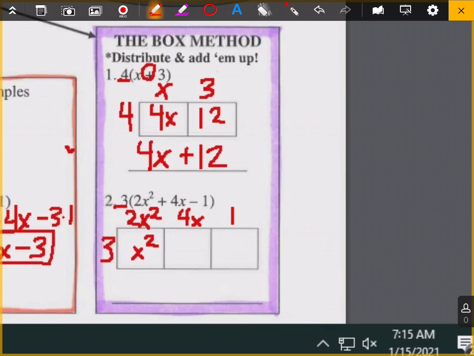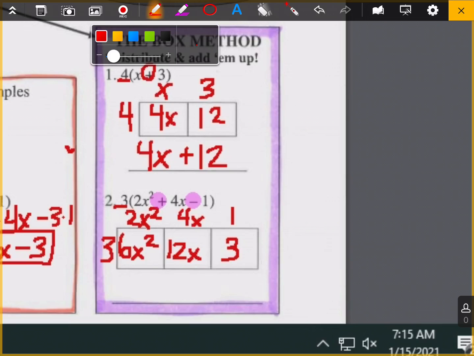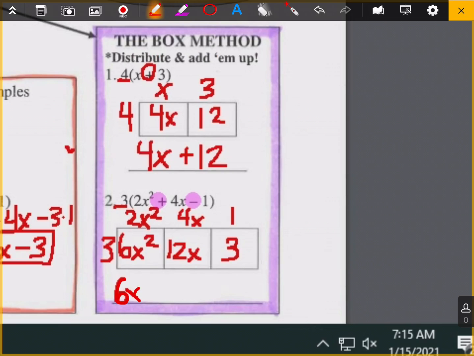So 3 times 2 is 6. 3 times 4 for that second box is going to be 12, and bring down your x. And then 3 times 1 is 3. Be careful to pay attention to those signs that are in between when you're rewriting it. So between x squared and x, we're going to have a plus sign. So I'm going to rewrite this as 6x squared plus 12x minus 3.